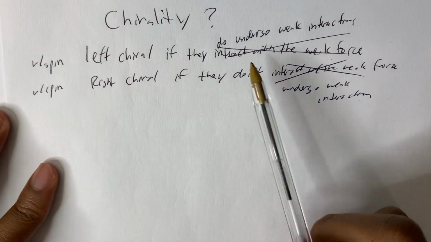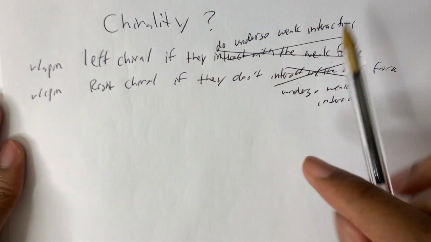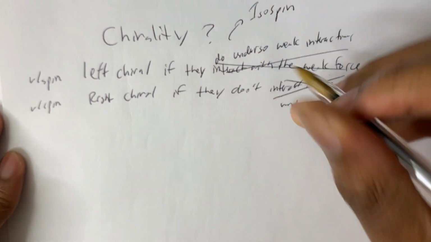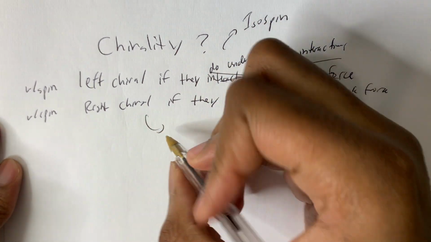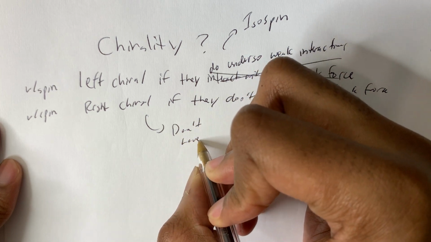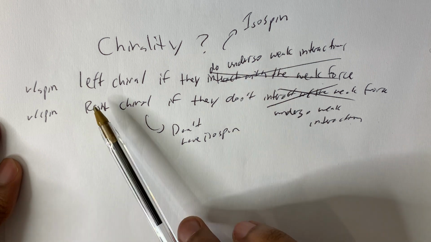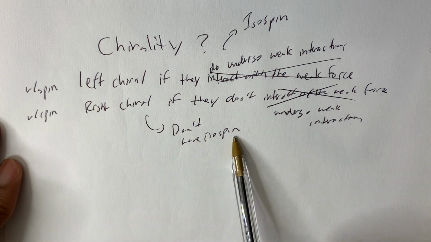Nothing went wrong, but I could have worded this better. Left chiral particles also have something called isospin, and right chiral particles don't have isospin. So, probably worded it better: left chiral particles have isospin, and right chiral particles don't have isospin.